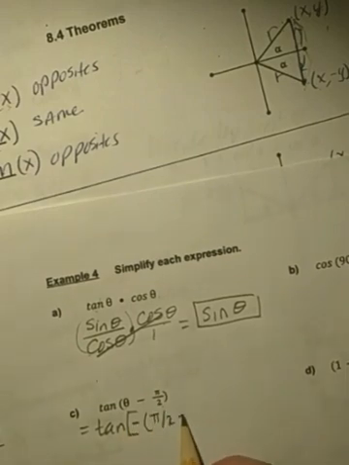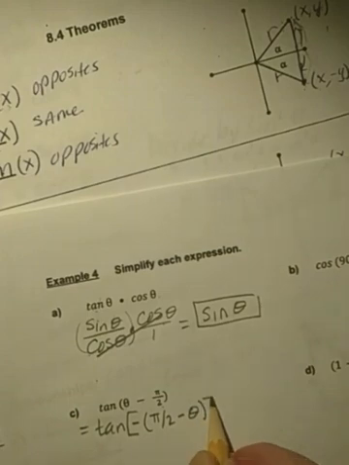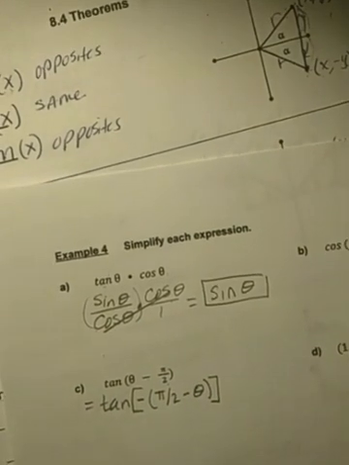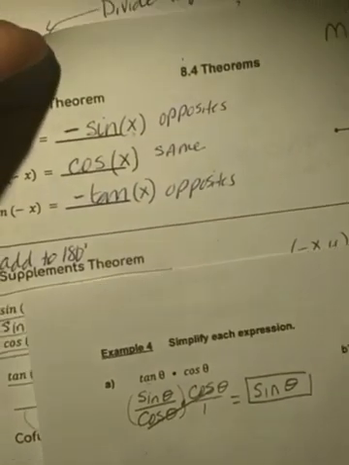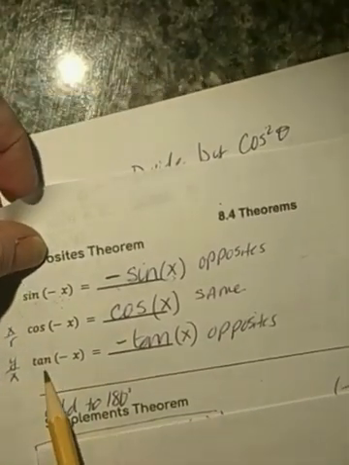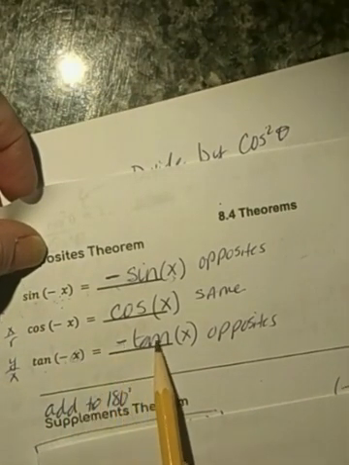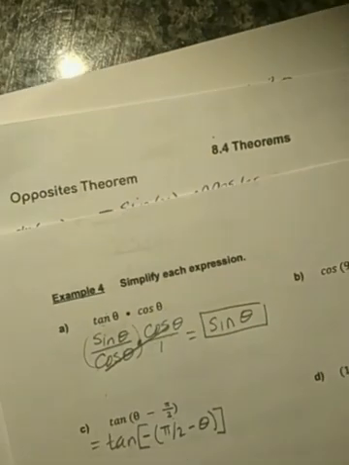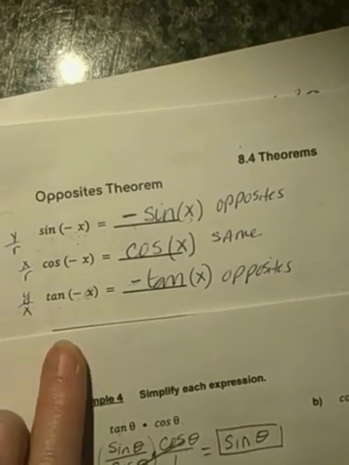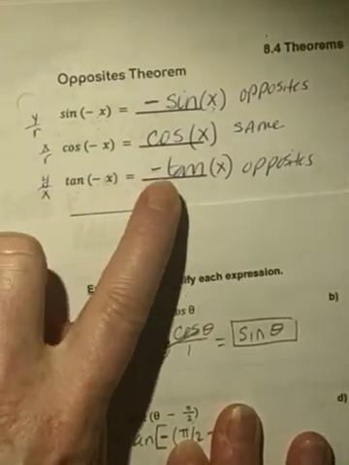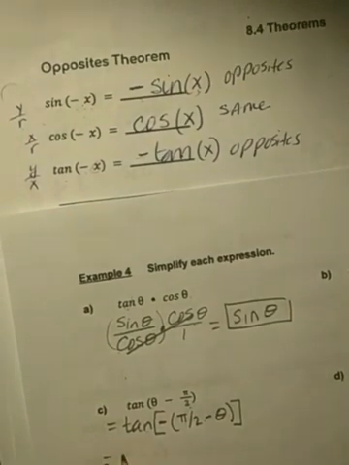So I'm going to write this as tangent of the opposite of pi over 2 minus theta. This one's a little tricky. So I'm going to have to use two rules. One of them is going to be the opposites theorem, which is right here. So the tangent of the opposite of an angle measure is the opposite of the tangent of that angle measure. So let's use that first. The tangent of the opposite of pi over 2 minus theta, that's equal to the opposite of the tangent of pi over 2 minus theta. So let's write that down.